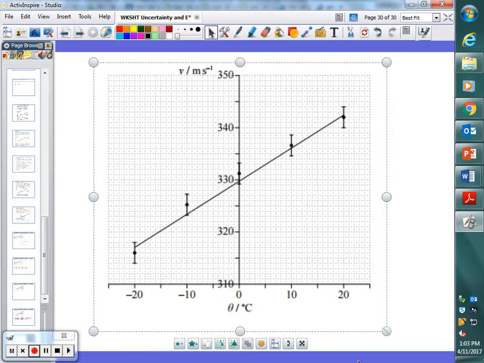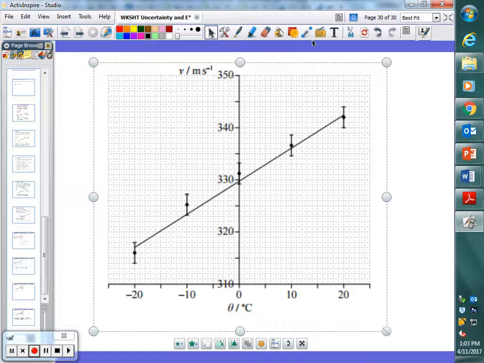Two lines, right? So if we are talking about the absolute uncertainty in B, we're looking at the slope, and so we have to draw in the line with the steepest possible slope and the line with the shallowest possible slope, okay?